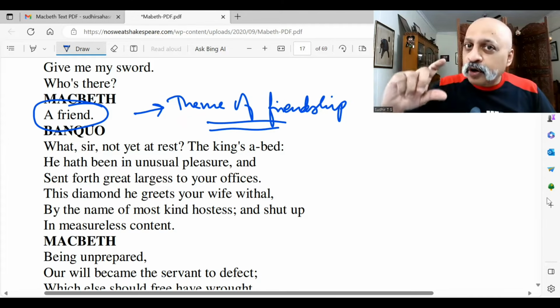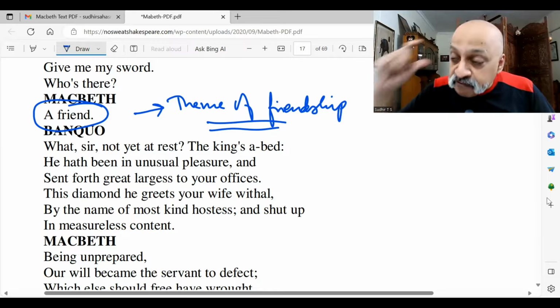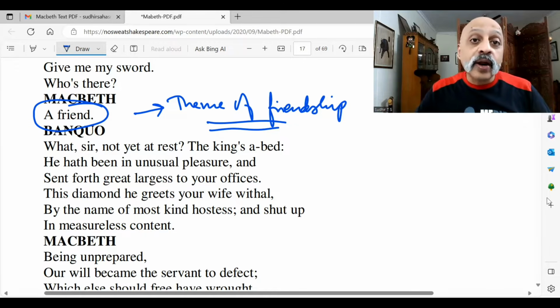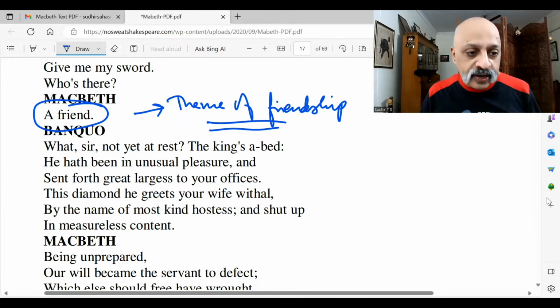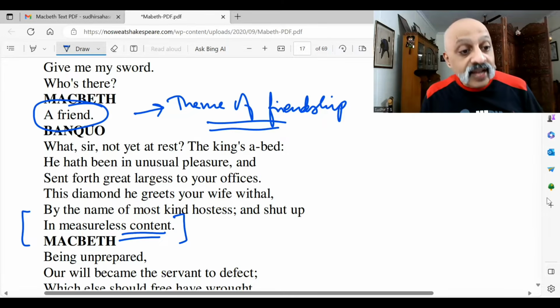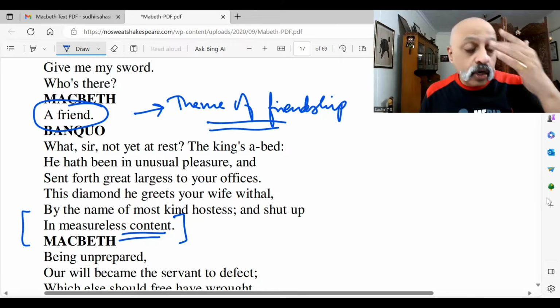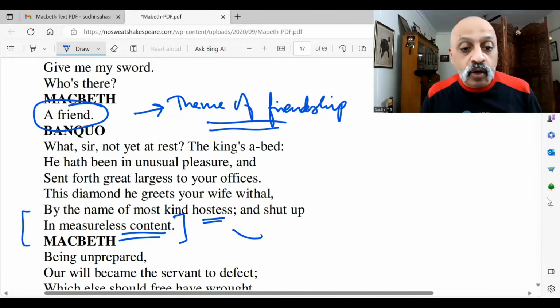Now this is also important to establish and emphasize the fact that Duncan went to bed in measureless content. तो आप इस वर्ड का भी इस्तेमाल, इस फ्रेज का भी इस्तेमाल कर सकते हैं that he went to bed in measureless content as a result of the kind hostess which is Lady Macbeth.